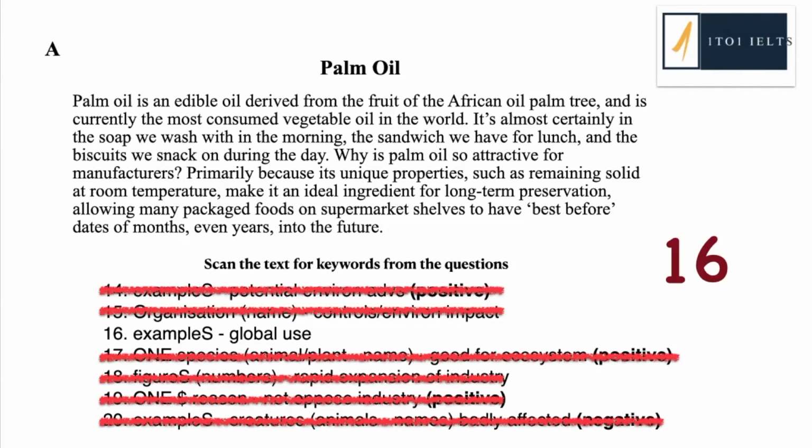Now we're going to repeat this process with passage B. But the good thing this time is that we know we don't have to scan for 16 because 16 is in passage A. So we have fewer things to look for.